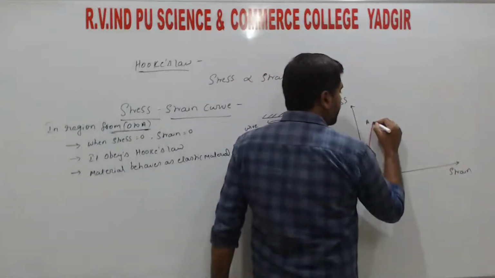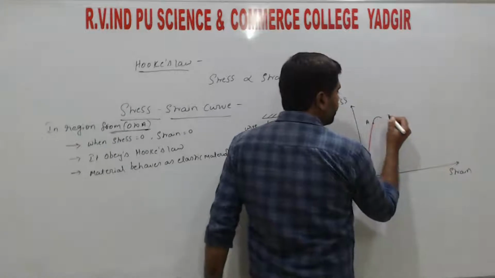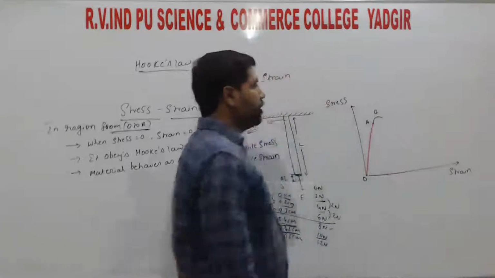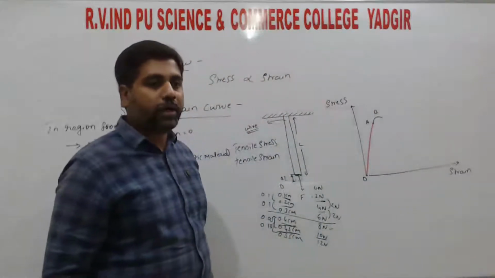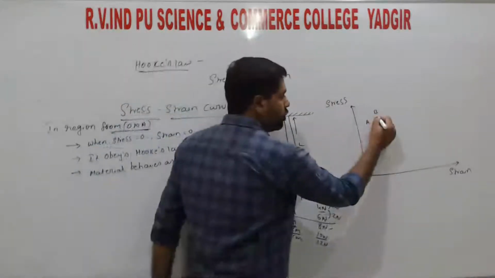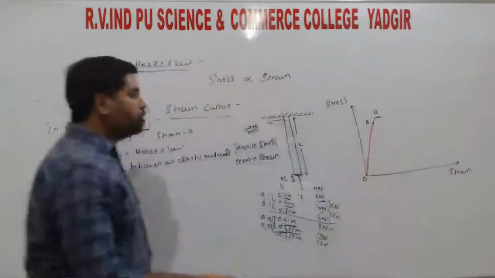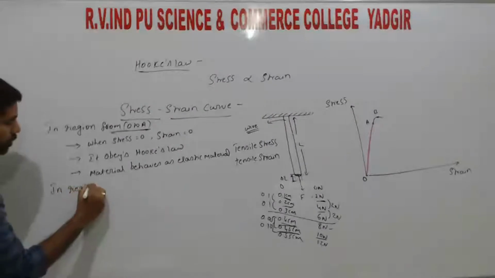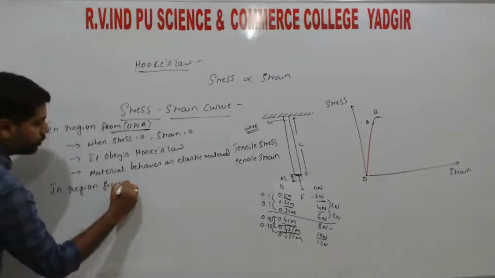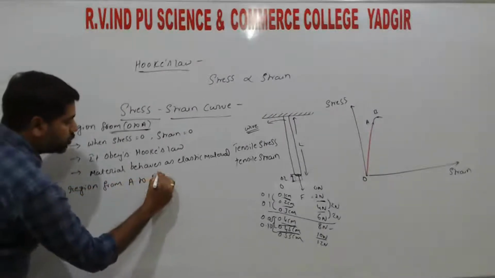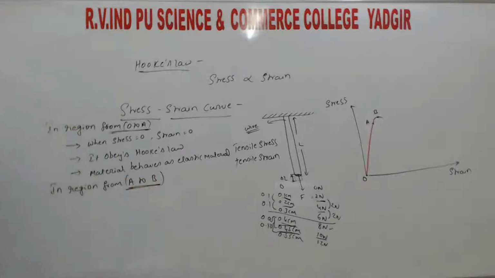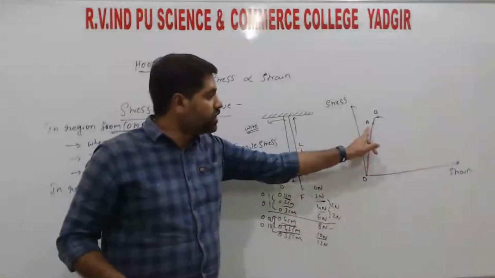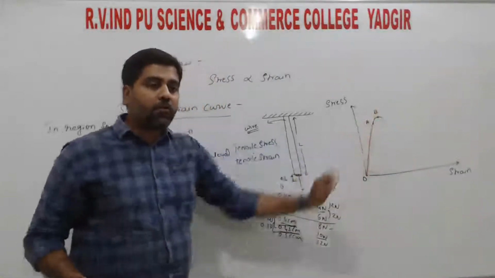So here we are getting a curve like this. So this is B. That point is the B point, right? So in the region from A to B. Till now we have studied from 0 to A, right? So now the region from A to B. So here what are we observing?